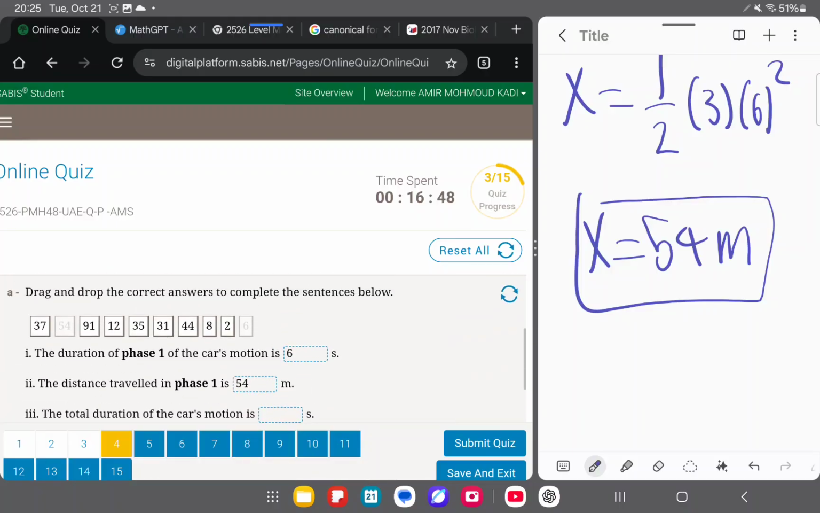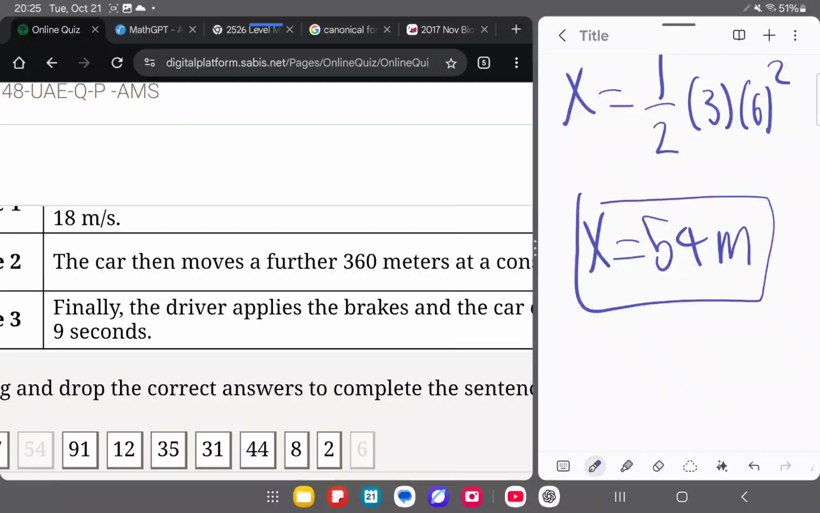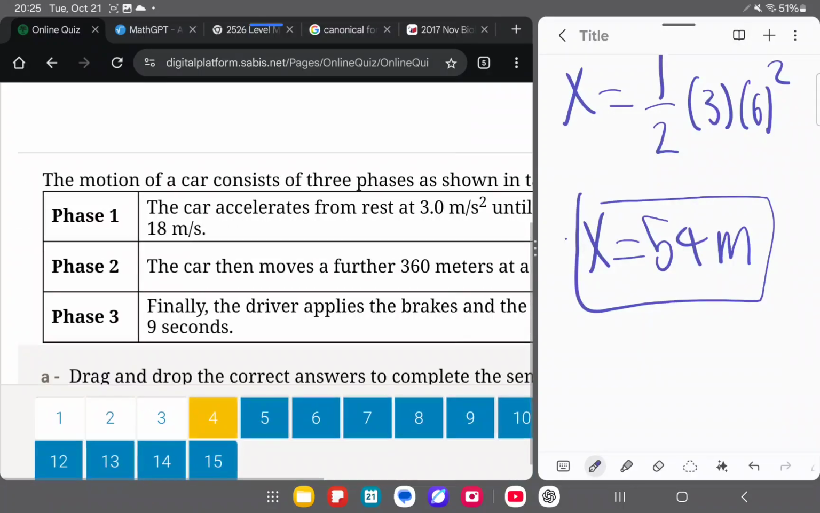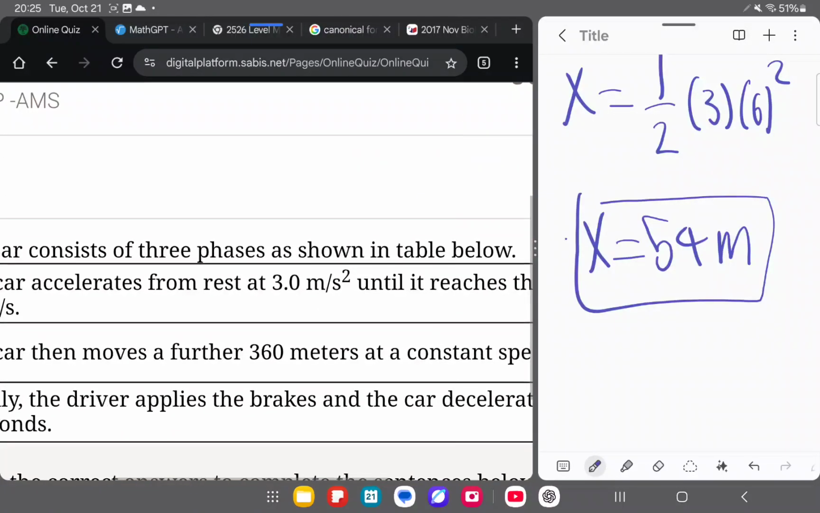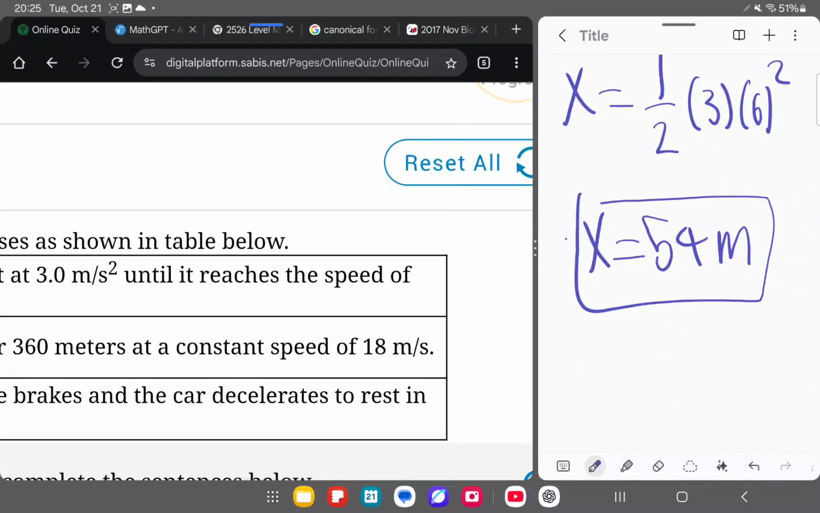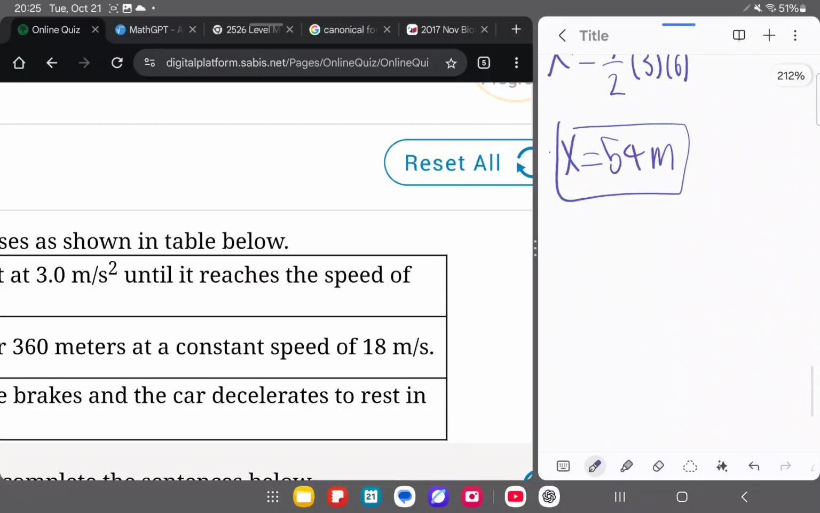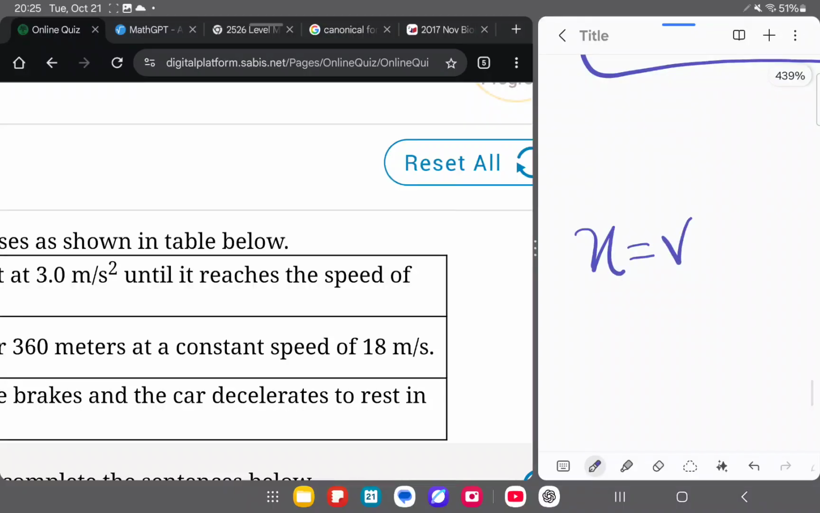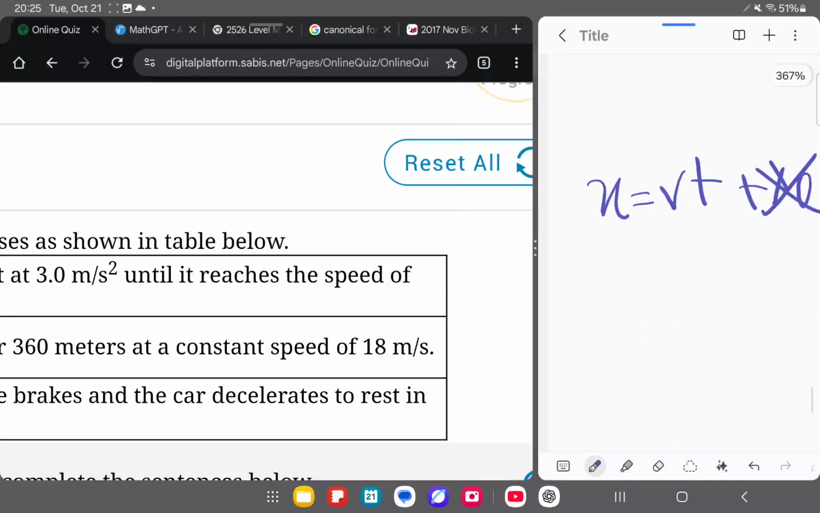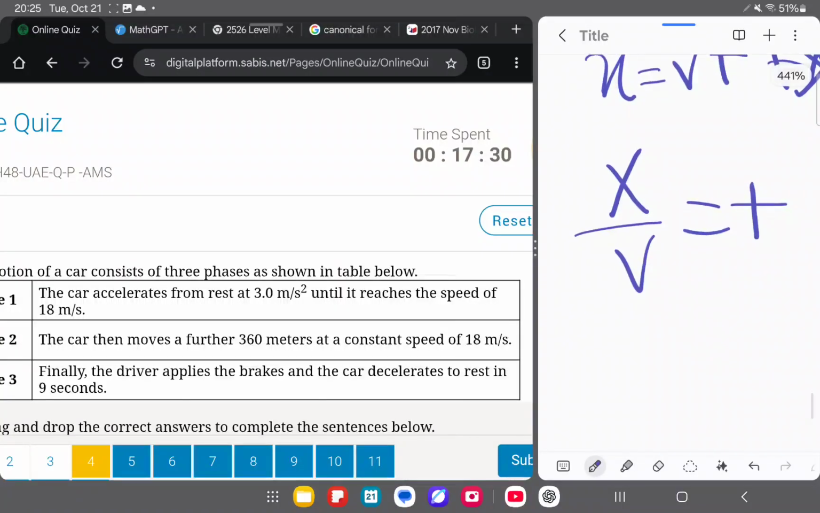Now let's see the total duration of the car's motion. We'll just find the time in each interval. They already gave us the time in the final interval, so we have 9. We already have the time in the first interval, which is 6. So 6 plus 9 plus the second interval over here. They gave us that the car then moves a further 360 meters at a constant speed of 18 meters per second. Now here, we'll use x equals vt plus x0. Again, they didn't give us x0, we can just neglect that. So we have x equals vt. We want to again find the time, so we isolate the time by doing x over v is equal to t.